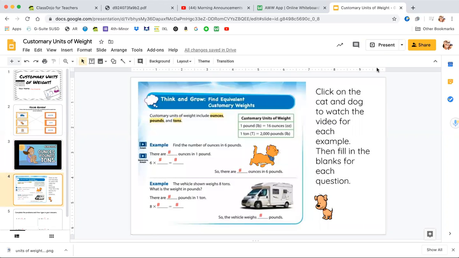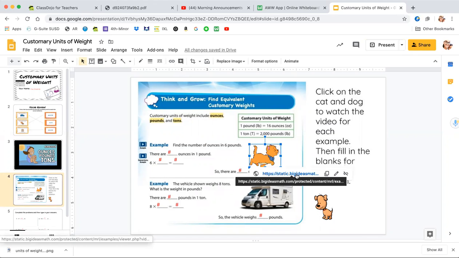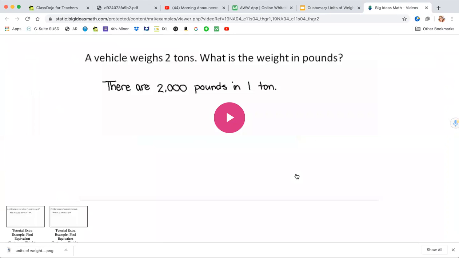Here you have some examples. So click on the cat and dog to watch the video for each example, then fill in the blanks for each question. So this one is the little cat. So you're going to click on that and it will take you to this video.